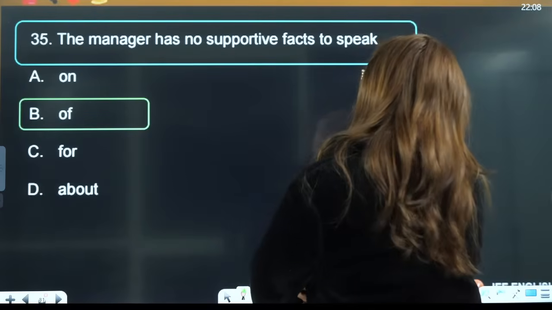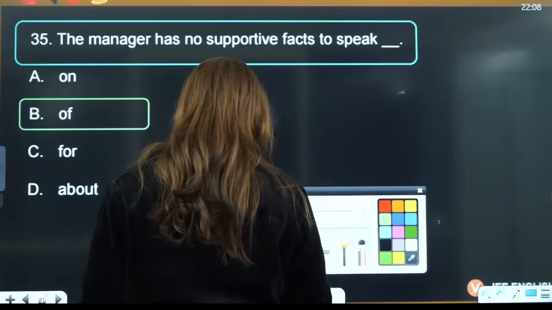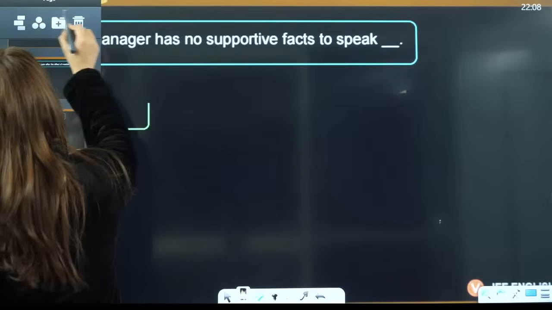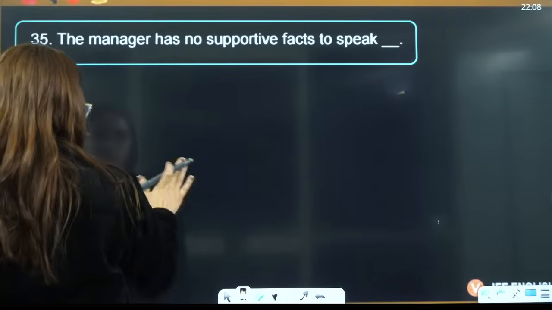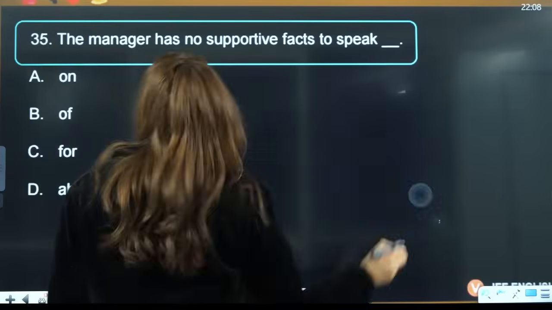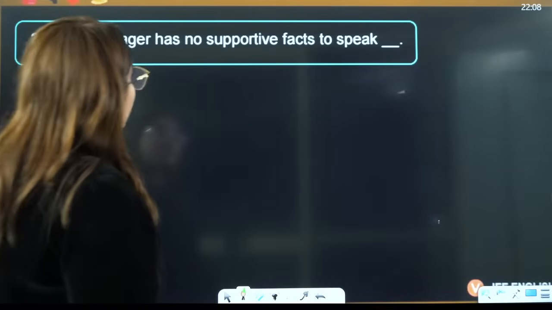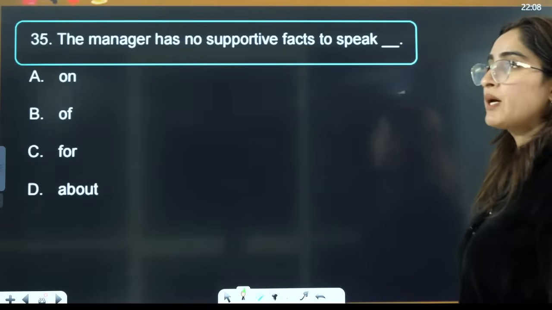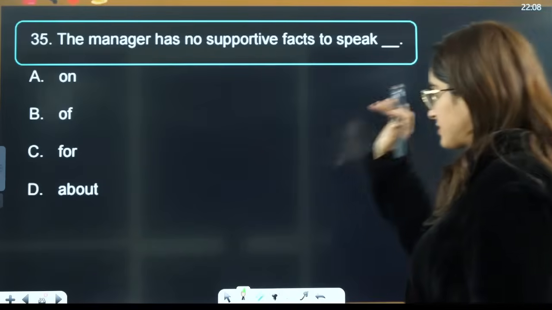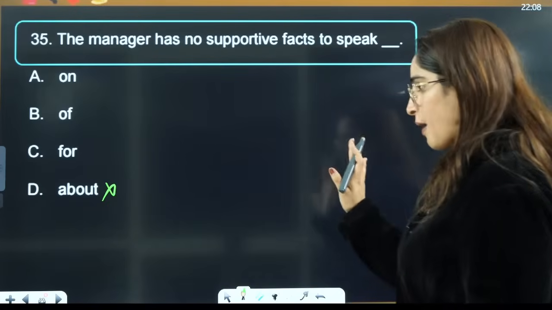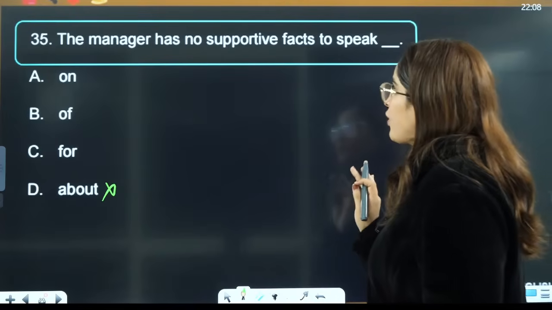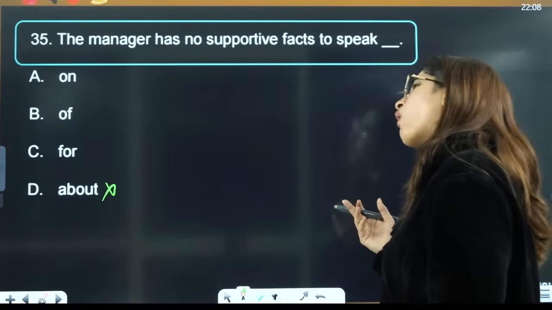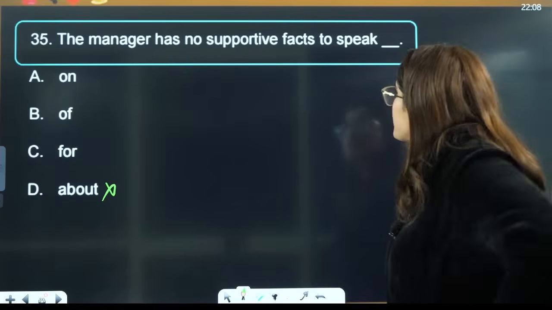But if I have to speak, what should the answer be, according to me? Wait a minute. The manager has no supportive facts to speak about what? To speak about this? Then it should be mentioned there what it is. So I don't think about should be the answer here. To speak on. The manager has no supportive facts to speak on. To speak of, the manager knows better to speak of.